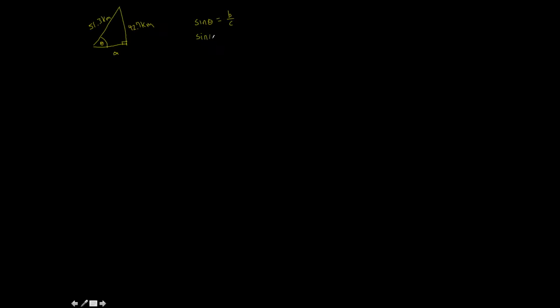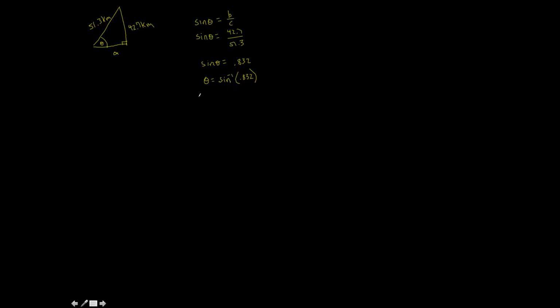So sine of theta equals 42.7 over 51.3. If you divide that out, it equals 0.832. Well, remember back just a moment ago, I've given you the answer. I want the angle. So how do I find that angle? Theta equals the inverse sine of 0.832.